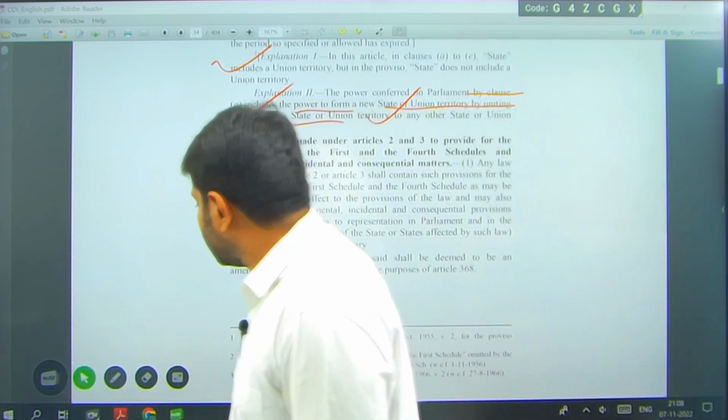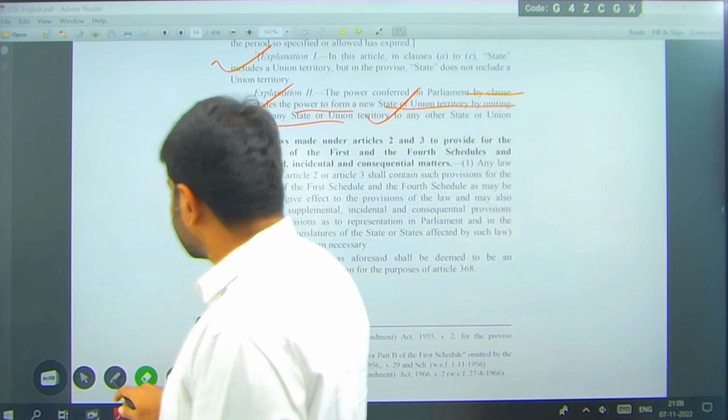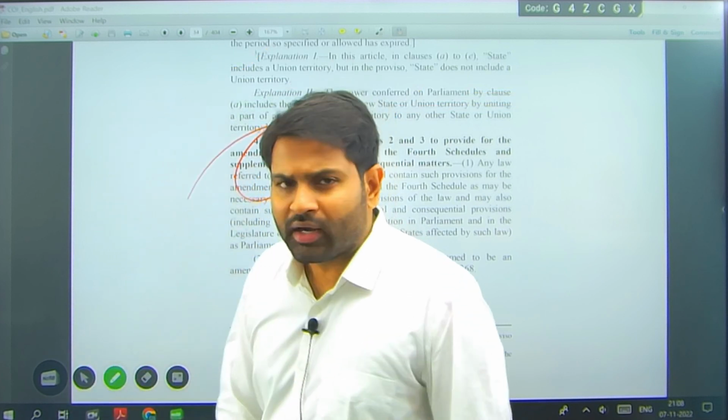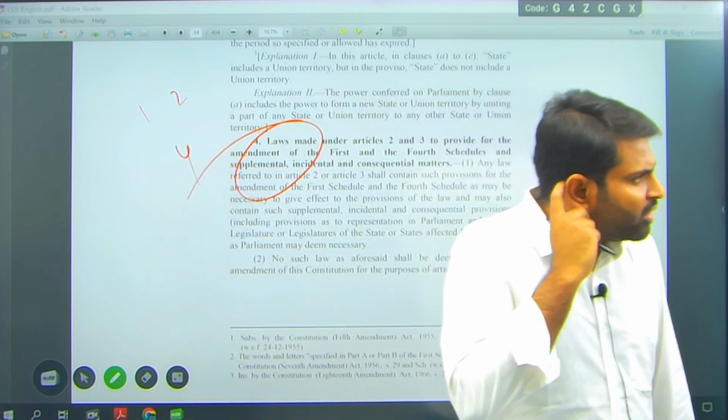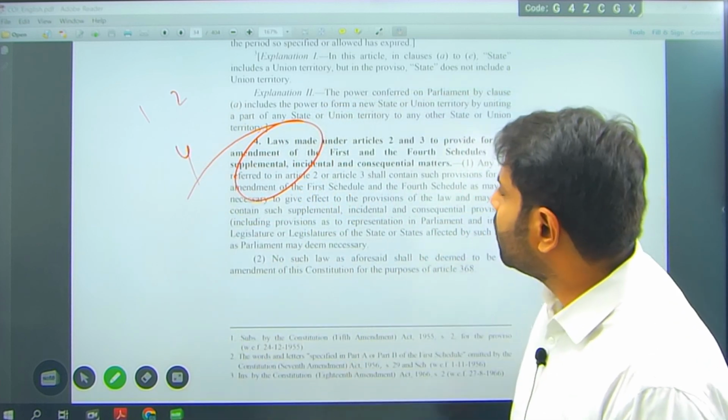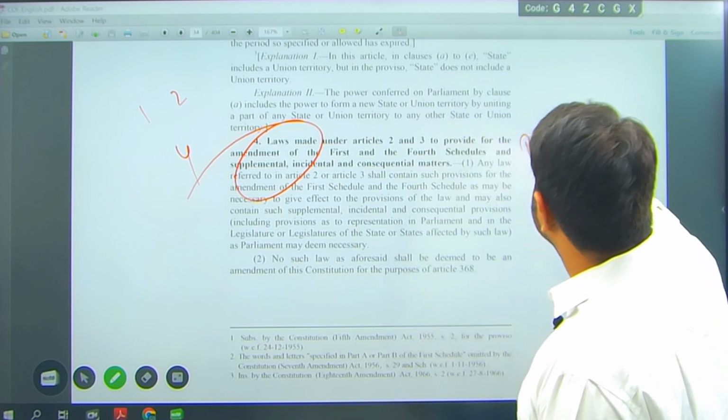Next, Article 4. Article 1 is done, Article 2, Article 4. The next important article is Article 4. When we talk about Article 4, remember we are talking about Parliament's power.